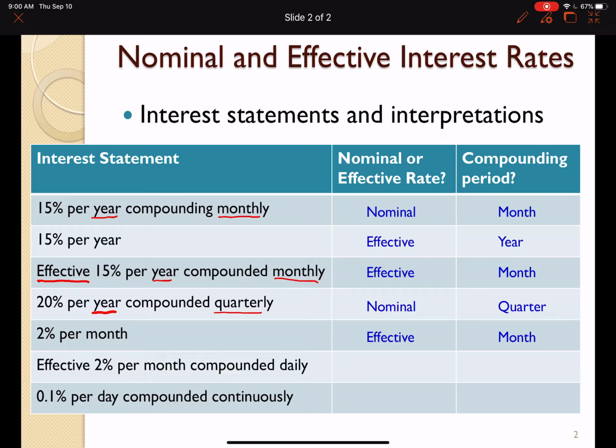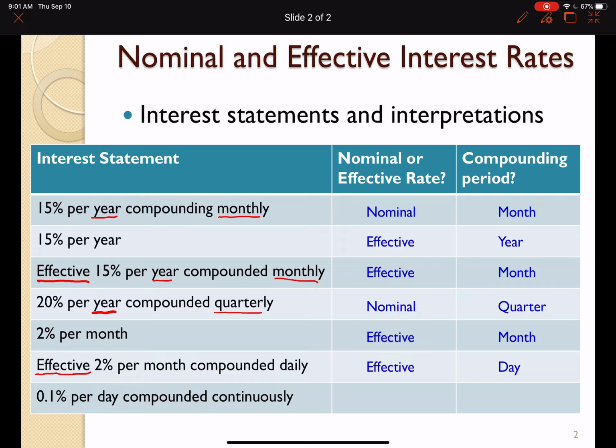The sixth scenario: effective 2% per month, compounded daily. So per month and daily are not the same. However, they already say effective, and that overrules everything. So that will be effective, and the compounding period is per day. Same as the third scenario.